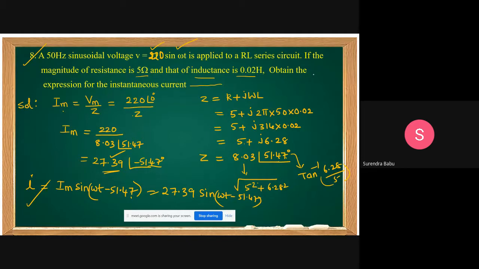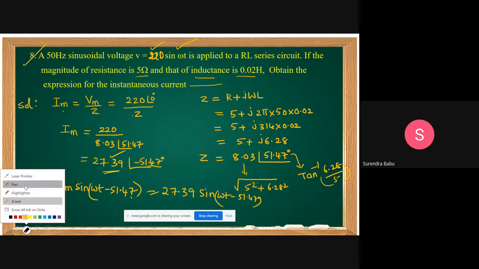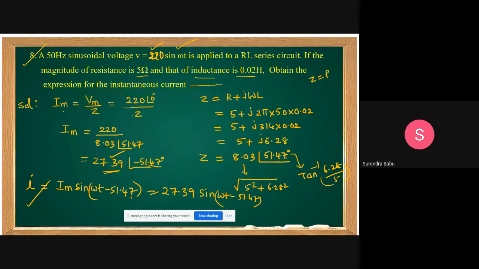If the same problem is asked for an RC circuit, then how to find Z? The total Z for an RC circuit, students? Z equal to R minus jXC. If you do R minus jXC, the angle you get is negative. This denominator negative, once it goes to the numerator, it becomes plus. That means the current leads the voltage. Like that we can get it. That is the calculation. Clear?